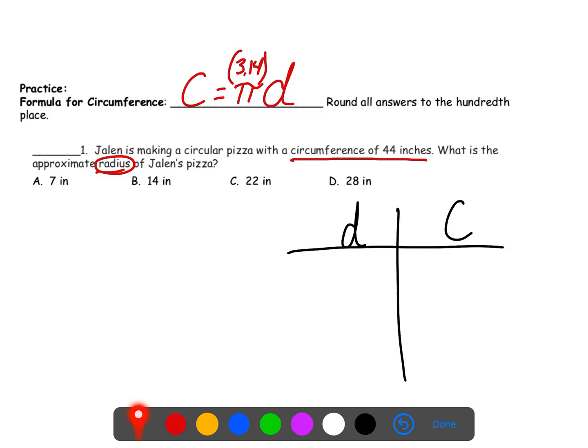Now, I'm going to show you in a table. You certainly don't have to create a table, but this is where our formula, our equation is coming from, this proportional relationship that you've seen many, many times. So I have a circumference of 44 inches. So that's on the right side of my table here.